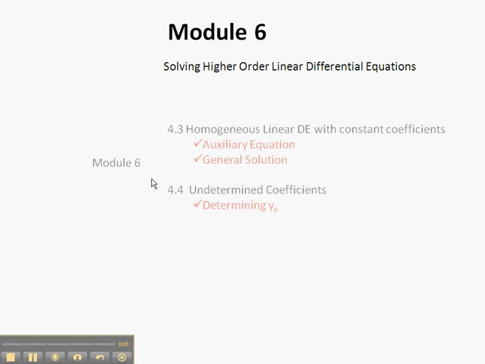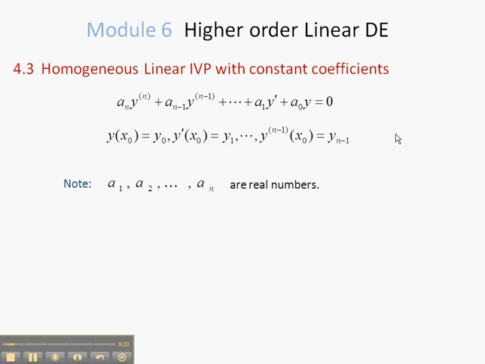This is an introduction to Module 6, and in this module we'll be studying sections 4.3 and 4.4 in the textbook, in which we will begin to solve higher order linear differential equations. The first type that we'll concentrate on is the homogeneous linear differential equation, and then we'll be looking at non-homogeneous differential equations. The main thing about both of these is that they will have constant coefficients. The methods that we'll learn are only applicable for these equations when they have constant coefficients.